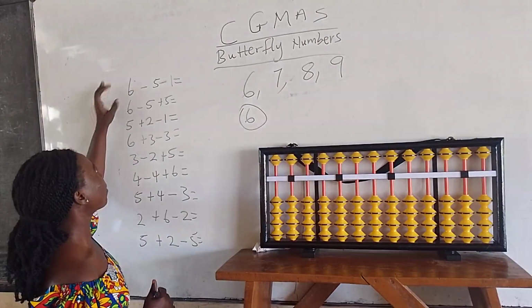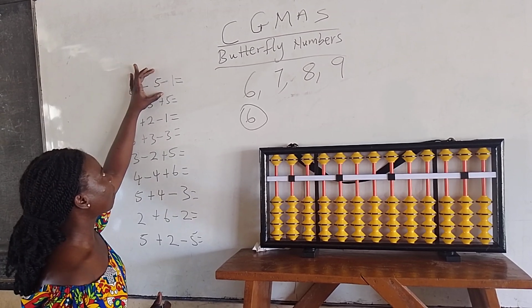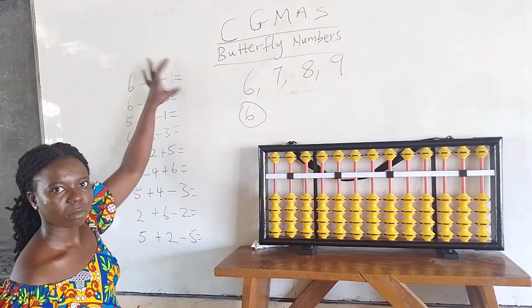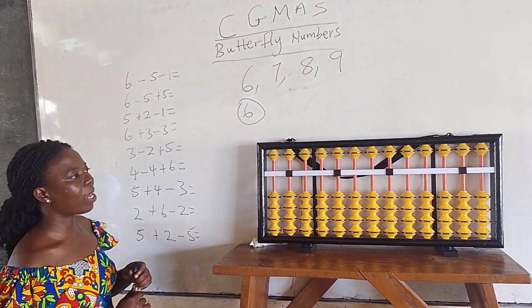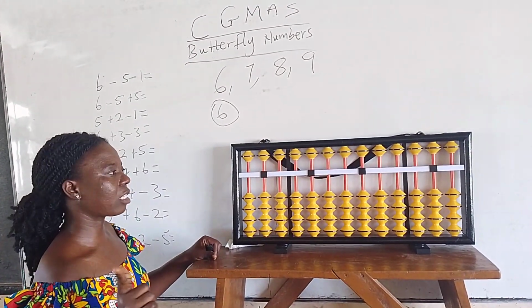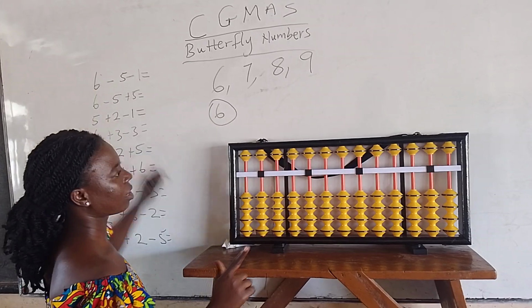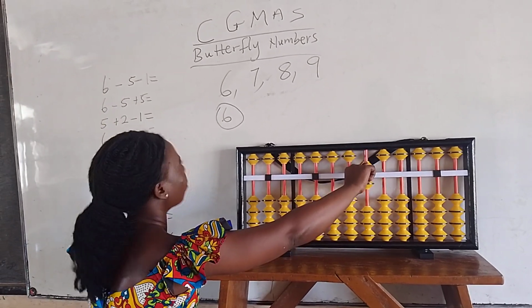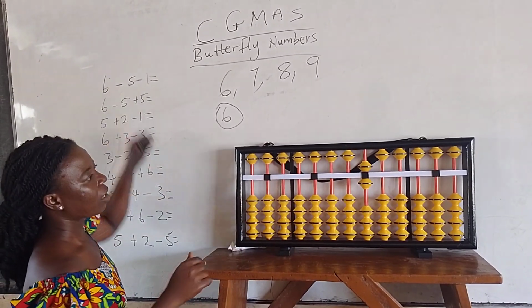Good. So we have 6 minus 5 minus 1. So what do we do? We first of all go on with our thumb and our index finger. We said what? 6. So let's do the 6. Good. Minus 5. So thumb out.